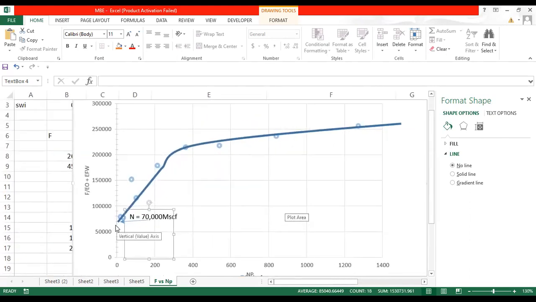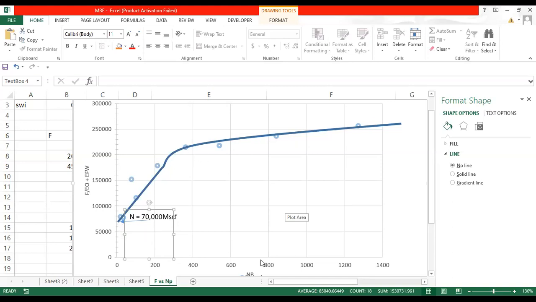So the material balance objective has been defined over here. N has been estimated through the graph, F by Eo plus Efw. You have estimated the data value of Np for N. So we got the value of N over here.